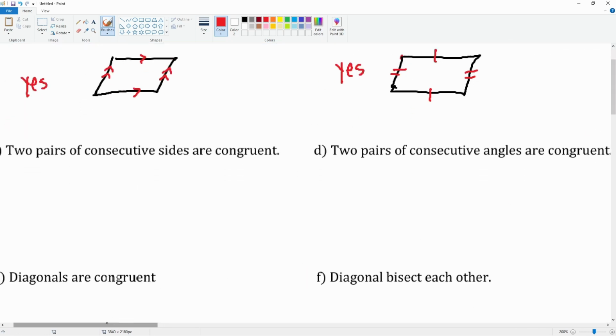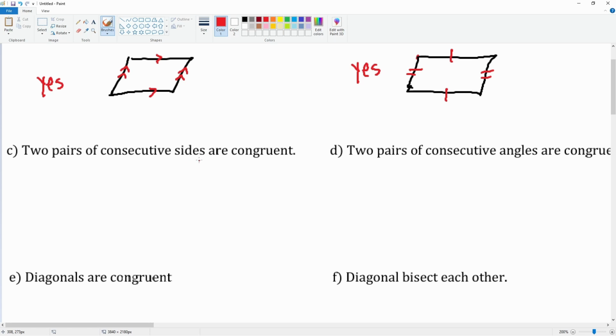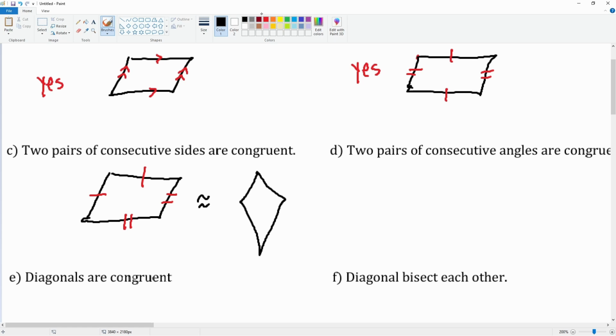Next, we have two pairs of consecutive sides are congruent. Well, it's basically asking for this. Okay, we have something like this. And it says this is congruent to this. These are consecutive. And also this is congruent to this. Another way you can see this is technically something that looks like this. It's actually a kite. Because here the consecutive sides are congruent, these are actually not a parallelogram.